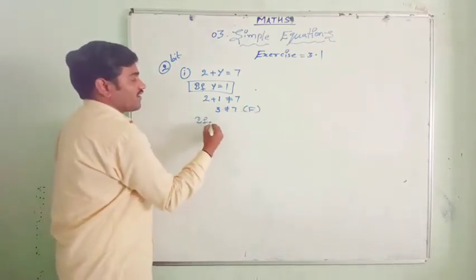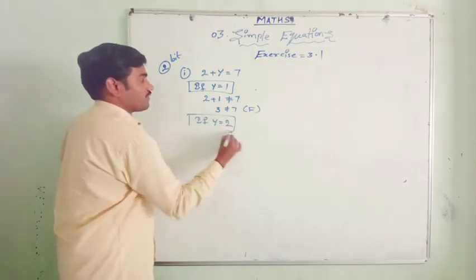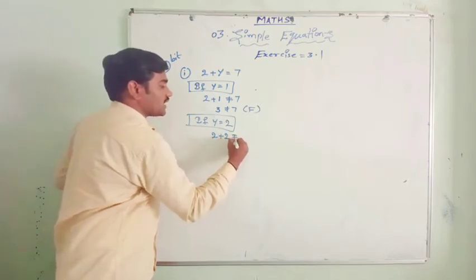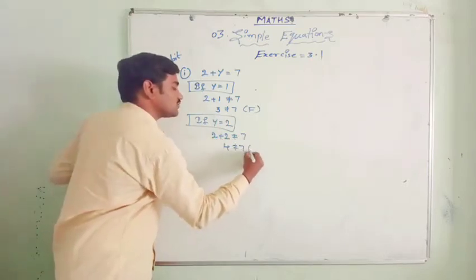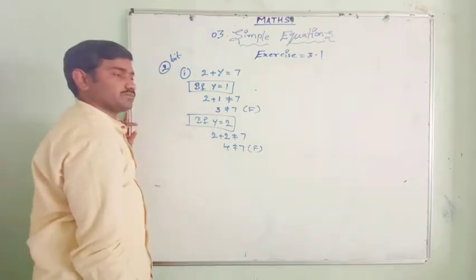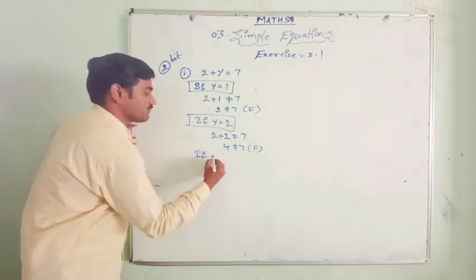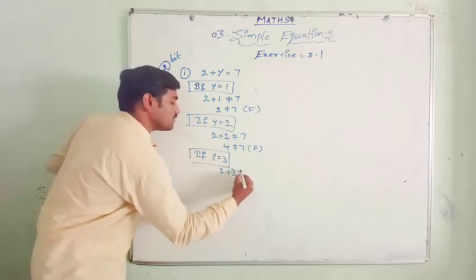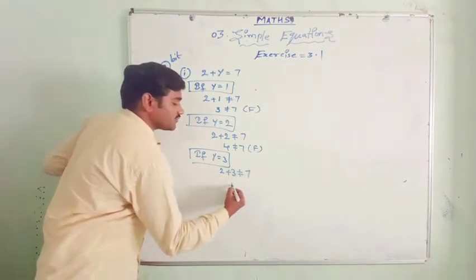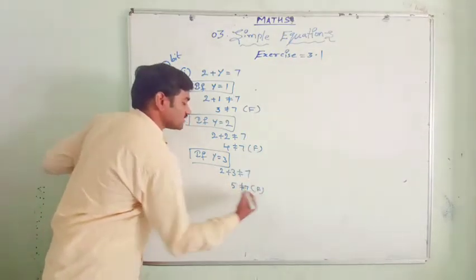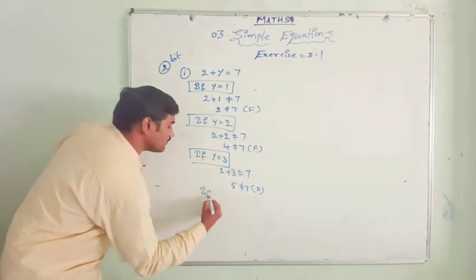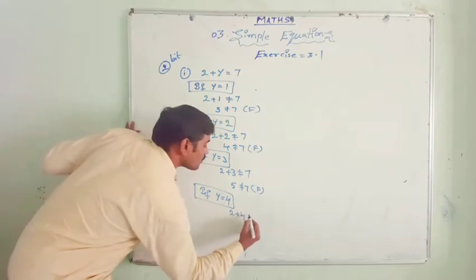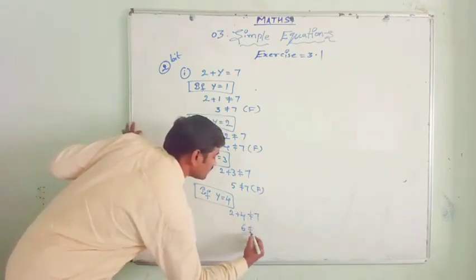Okay. Then if y equal to 2, what happens? 2 plus 2, that is 4, is not equal to 7. It is a false statement. Simple. If y equal to 3, we have to do the same process again. 2 plus 3 is not equal to 7. That means 5 is not equal to 7. It is also a false statement. If y equal to 4, 2 plus 4 is not equal to 7. That means 6 is not equal to 7.